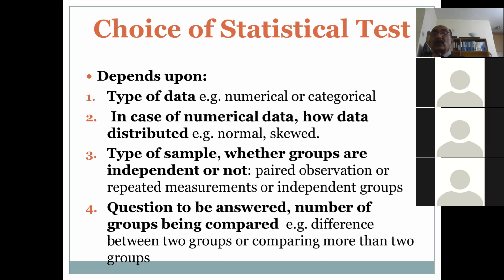But if it is a skewed distribution, then you will naturally apply the Mann-Whitney U test, Fisher exact test, Wilcoxon test, etc. Then it also depends on the type of sample, whether groups are independent or not: paired observations or repeated measurements, or independent groups. If they are paired observations, the same group, and you want to carry out a before-after comparison, you will apply the paired t-test. Question to be answered: the number of groups being compared. If you want to find the mean difference between two groups, you will apply the t-test. If you want to compare the means of more than two groups, you will apply the ANOVA test.